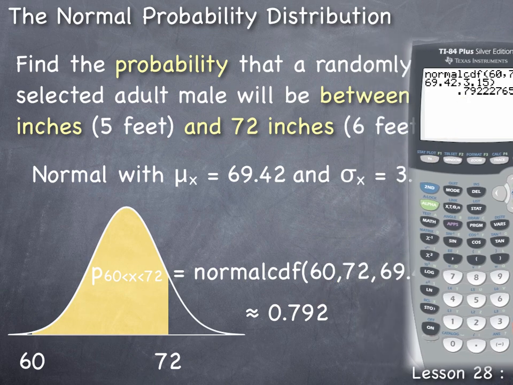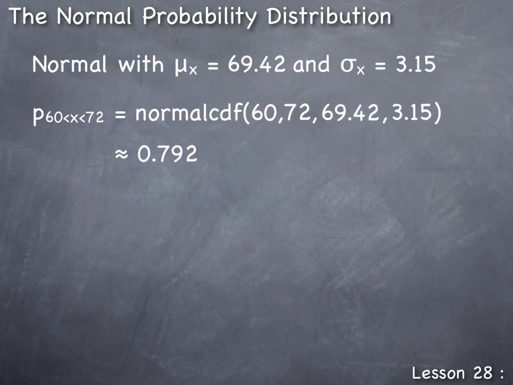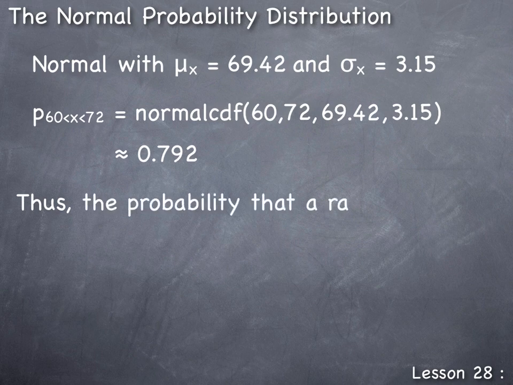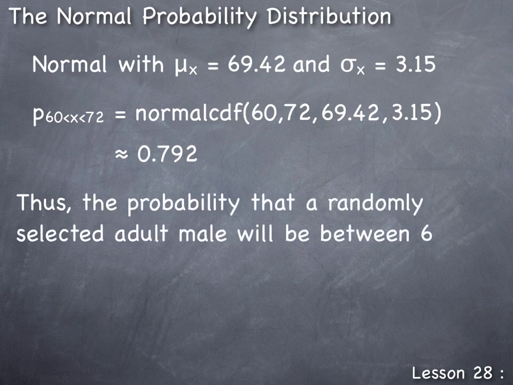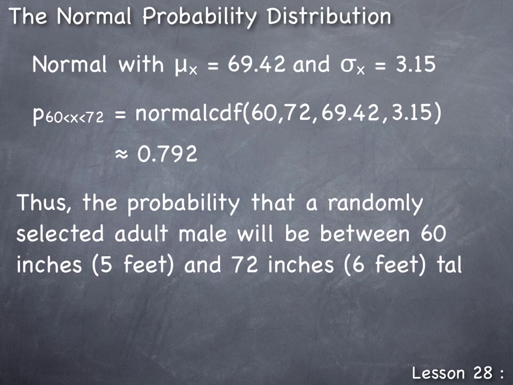So we have our result. Thus, the probability that a randomly selected adult male will be between 60 inches and 72 inches tall is 79.2%.